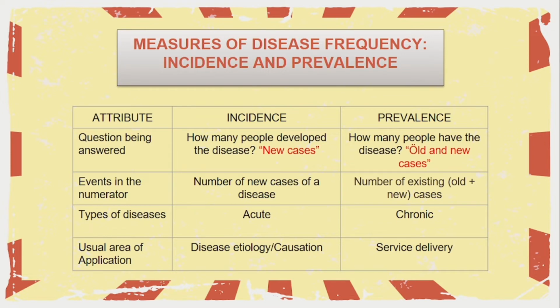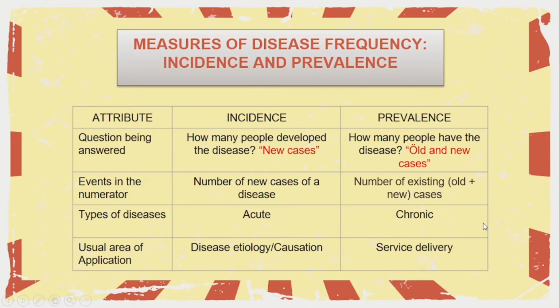And then the types of diseases determined in your incidence are the ones that are acute. And then for your prevalence, the ones that are chronic naman. Kasi nga, kaya siya chronic kasi yung mga old na, di ba? Yung mga old and new cases na determine sa prevalence. So, yung mga chronic diseases mo will fall under the prevalence kasi old, chronic, prevalence are very synonymous.